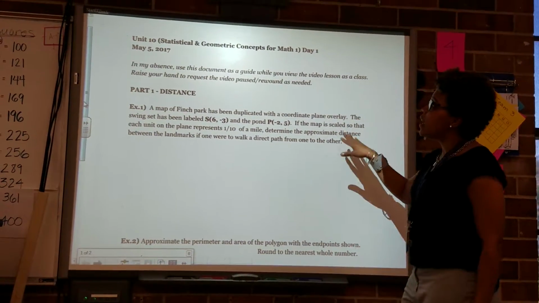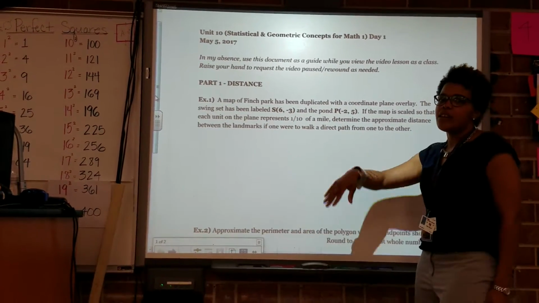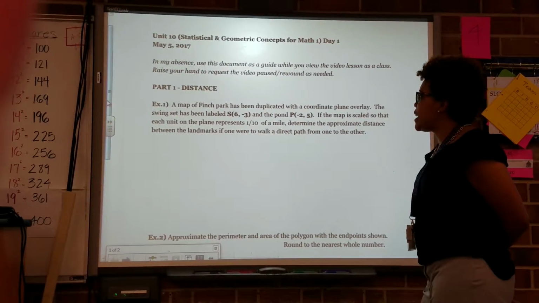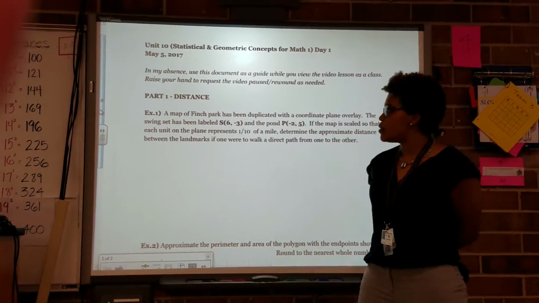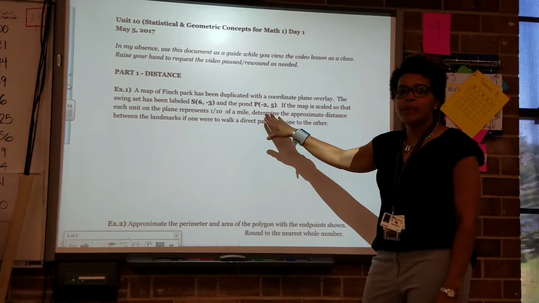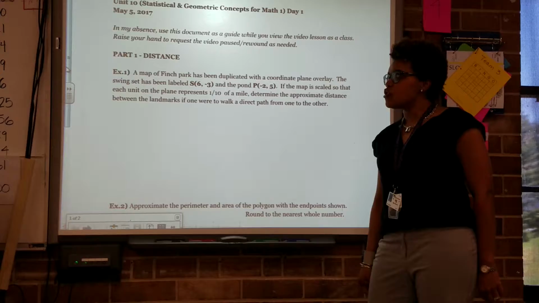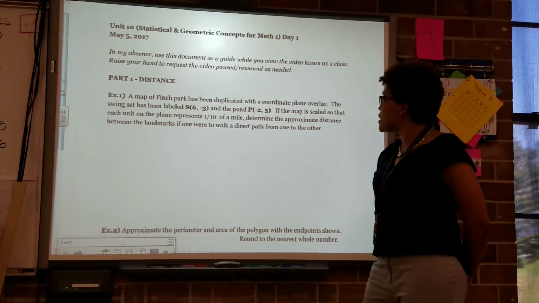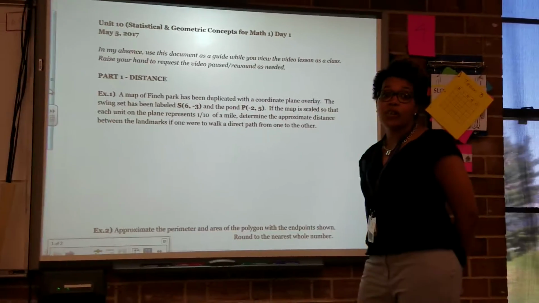Okay, so the first part says we're going to look at distance. We've got this story problem that says we've got a map of a park. It's been duplicated with a coordinate plane overlay. The swing set has been labeled S, located at (6, -3), and the pond has been labeled P, located at (-2, 5). If the map is scaled so that each unit on the plane represents 1/10 of a mile, determine the approximate distance between the landmarks if one were to walk a direct path from one to the other.